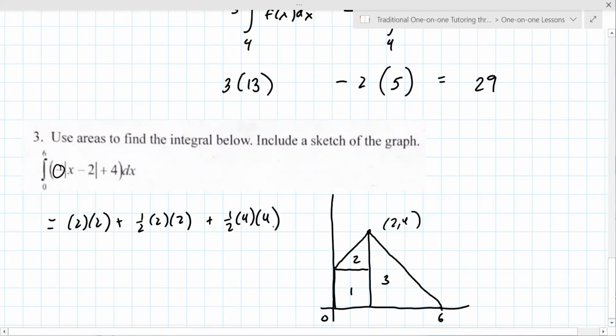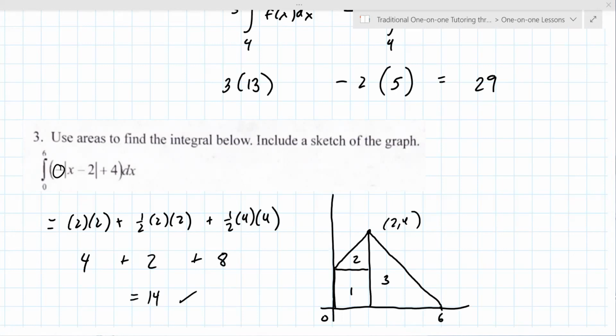Okay. And then just write numbers: 4 plus 2 plus 8, 14. So close yet so far. Yes. Well, there's all this pressure, and a lot of things happen when you're in a testing environment that don't happen otherwise.